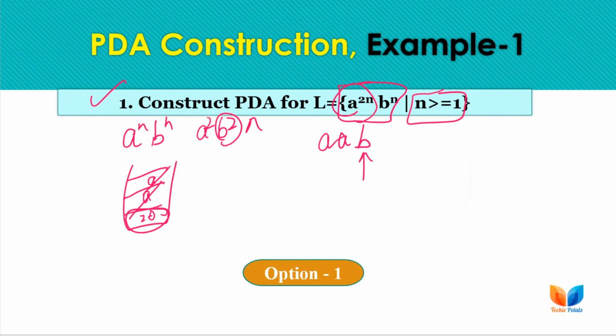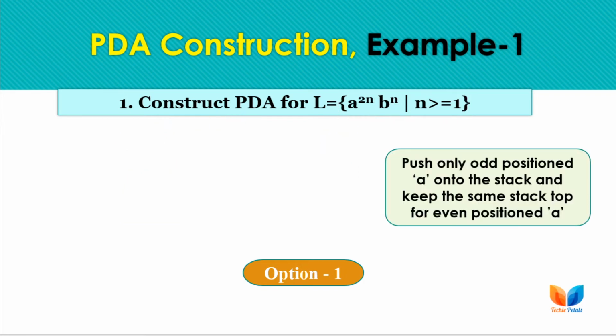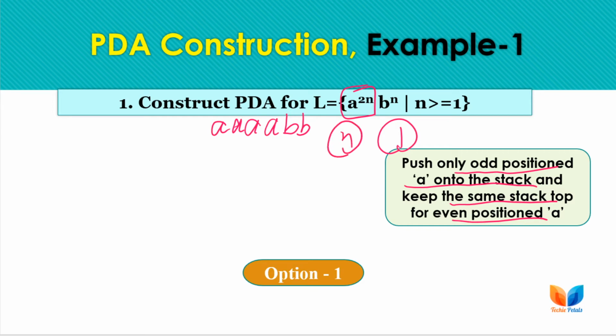Here we are going to discuss two different solutions. The first option: suppose we have an example string with 4 A's and 2 B's. The first solution is to push only the odd positioned A onto the stack and keep the same stack top for the even positioned A. So we are just pushing only half of the A's onto the stack; if we receive 2n A's, we push only n A's onto the stack.